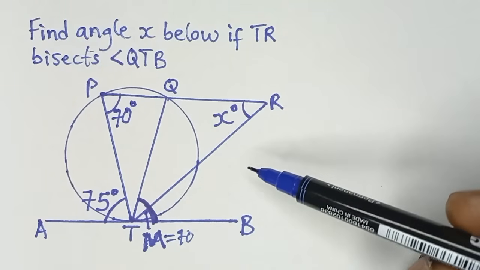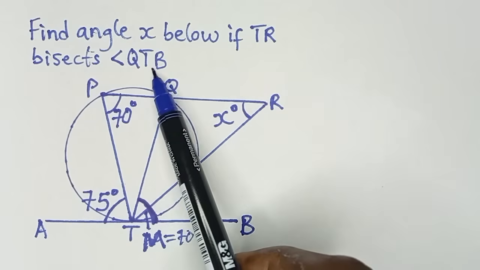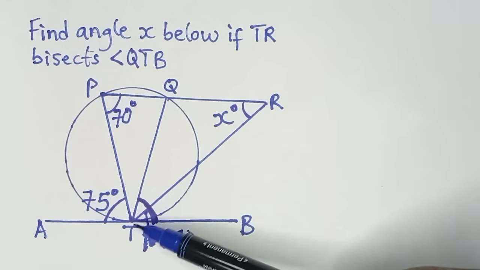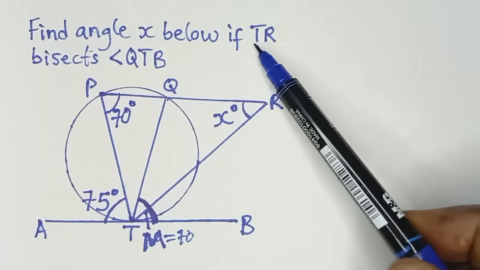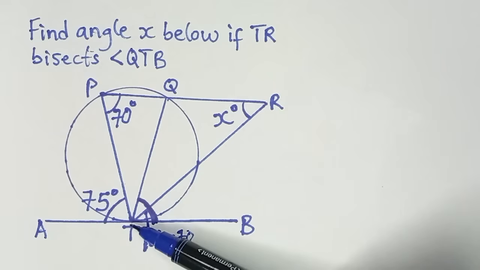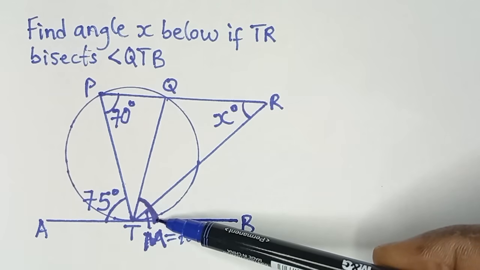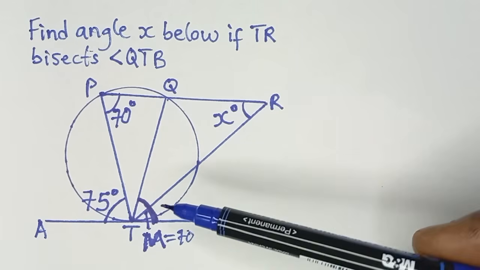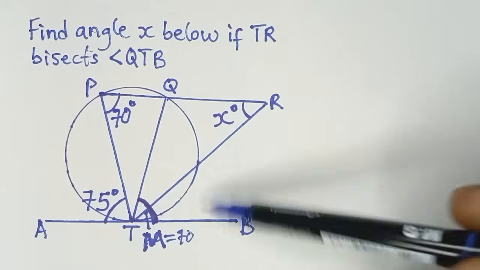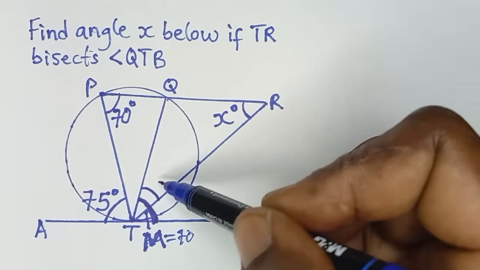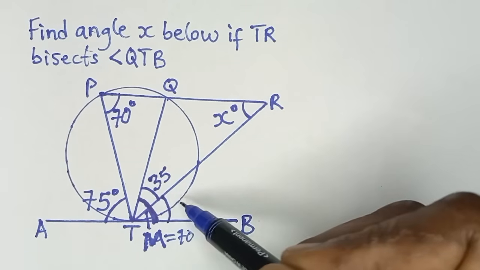Now, the next thing we have to look at is the fact that we are told that TR bisects QTB. We just obtained QTB as 70 degree. But we are told that TR bisects QTB, so this line TR is bisecting the whole of this 70 degree. Bisect means it divides it into two equal parts. So if the whole of this angle is 70, this one here will be 35. That is 70 divided by 2 is 35 degree. And this one will also be 35 degree.